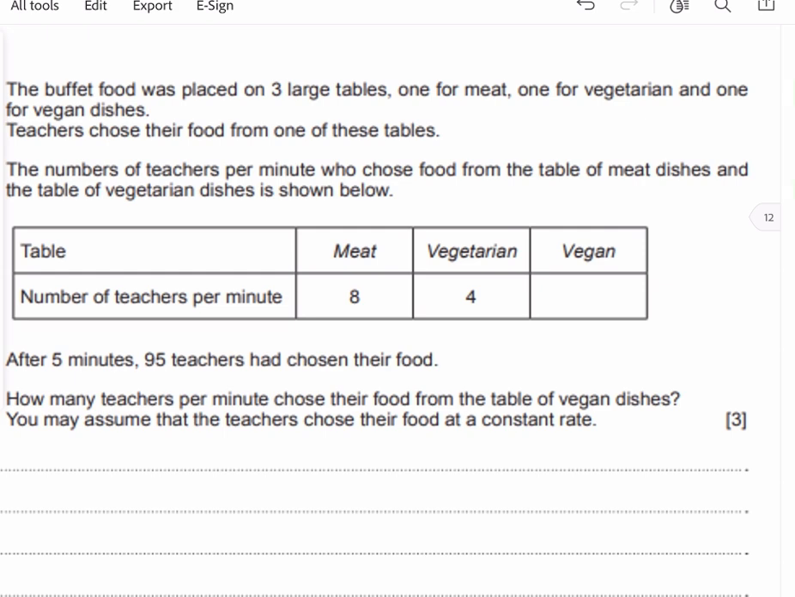And the teachers chose their food from one of the tables, and the number of teachers per minute who chose food from the table of meat dishes and the table of vegetarian is shown below. So number of teachers per minute. After 5 minutes, 95 teachers had chosen their food. So what we can do, we can work out number of food chosen in 1 minute.